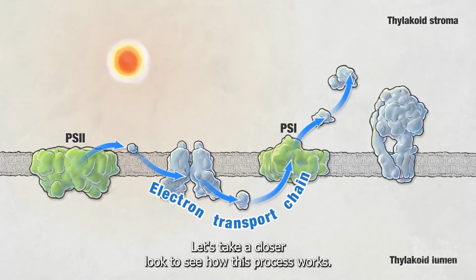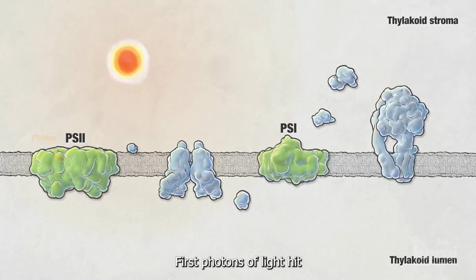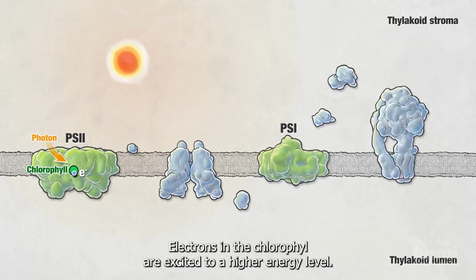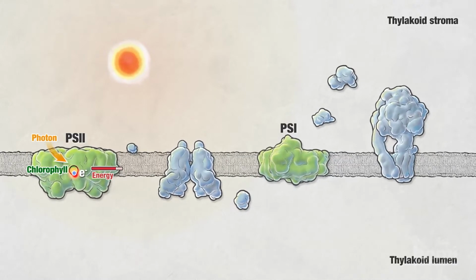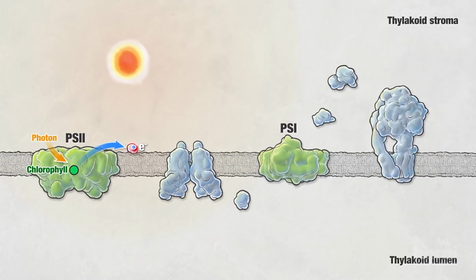Let's take a closer look to see how this process works. First, photons of light hit chlorophyll, a light-absorbing pigment in Photosystem 2. Electrons in the chlorophyll are excited to a higher energy level. The excited electrons are passed to an electron carrier.